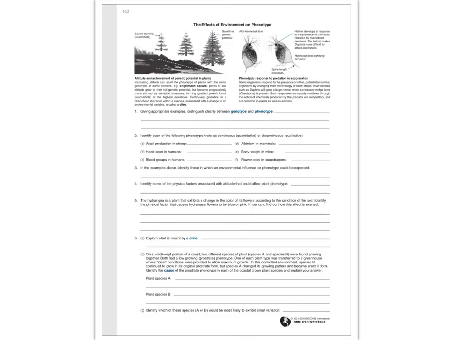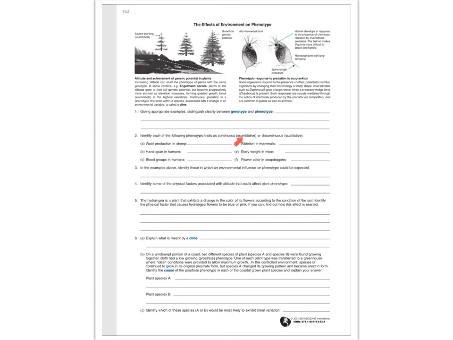So let's take a look at the environment and its impact on phenotype, right? You go ahead and take a look at it, read it, and then, giving appropriate examples, distinguish between genotype and phenotype. You should be able to do that. Identify which of the following phenotypic traits is continuous, quantitative, and discontinuous, qualitative, right? Wool production in sheep, is that continuous or discontinuous?